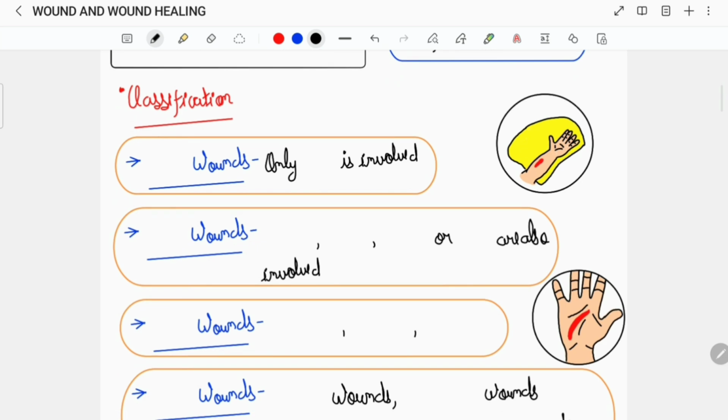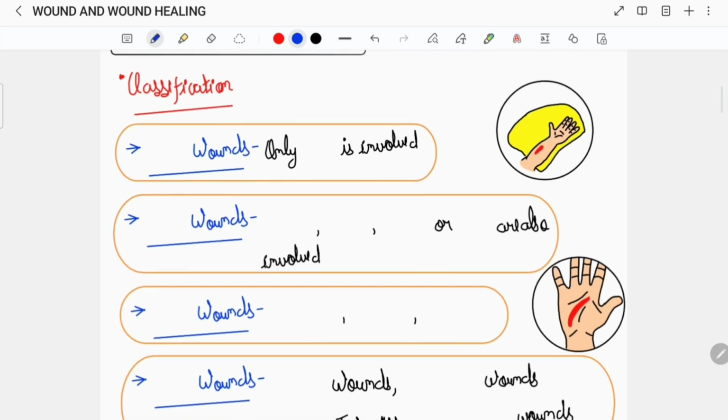Wounds can be classified into various types, some of which include either a simple wound or a complex wound. In a simple wound, only skin is involved. In complex wounds, vessels, nerves, bones, or tendons are also involved.